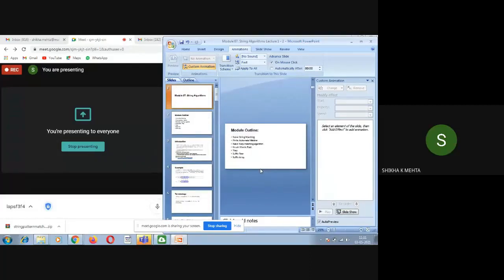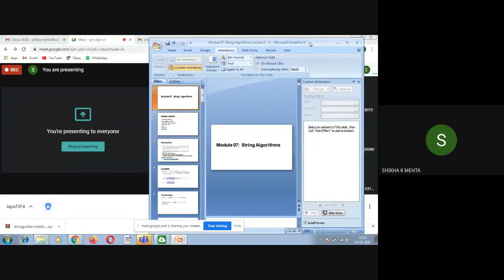Today we are going to start with the next topic, that is string matching algorithms, right? So various algorithms are used for the matching of strings. See, in real life, every day we are using so many applications where we need to search for a particular kind of pattern.